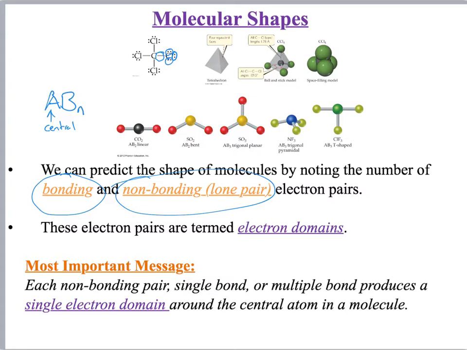Each non-bonding pair, any single bond, any double bond, or triple bond, produces a single electron domain. This is probably the most important message. Whenever we're trying to count up the number of electron domains, we just need to see how many non-bonding pairs there are, and how many single bonds, double bonds, or triple bonds. Each one of those still only counts as a single electron domain.